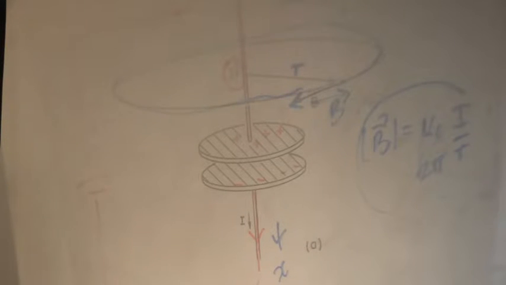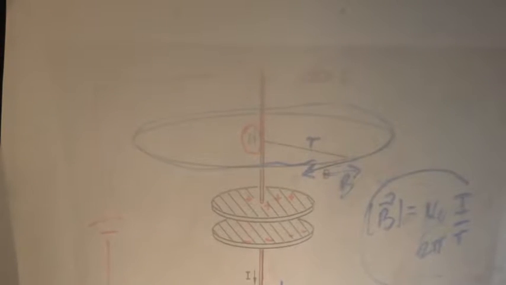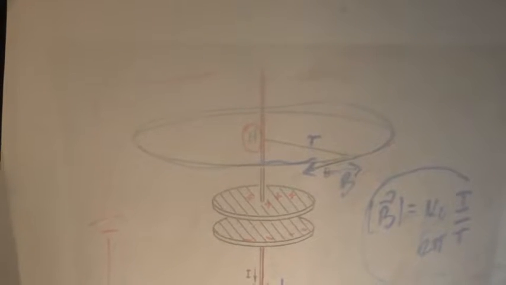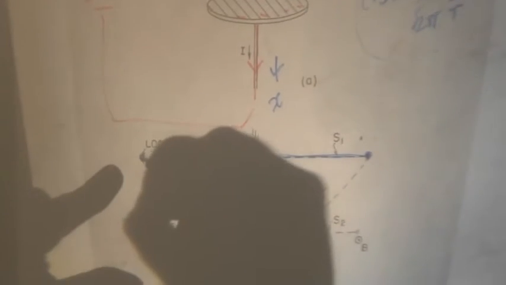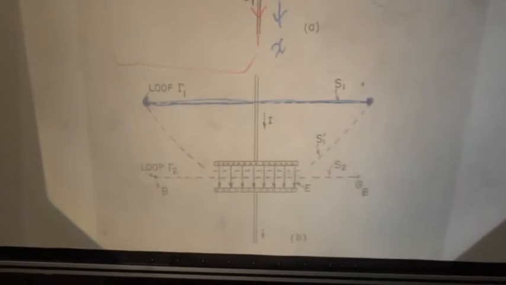And if I apply Ampere's law here to this loop gamma 1, which is the flat surface bounded by this loop, you see in this, the surface S1, again, you need a bit of 3D imagination.